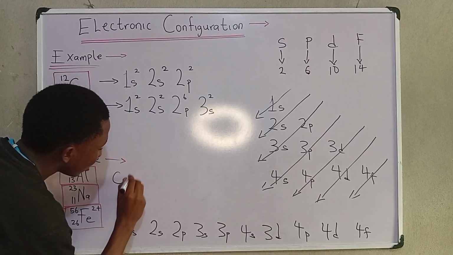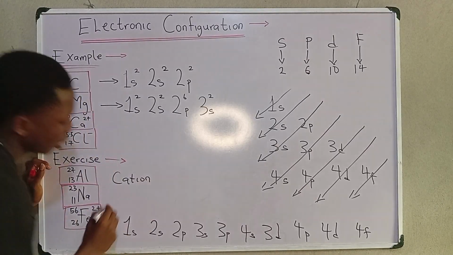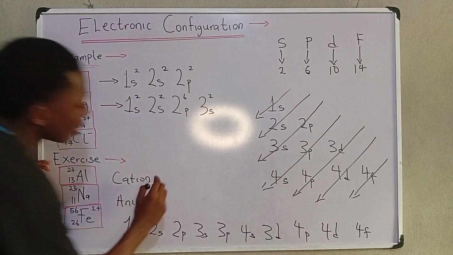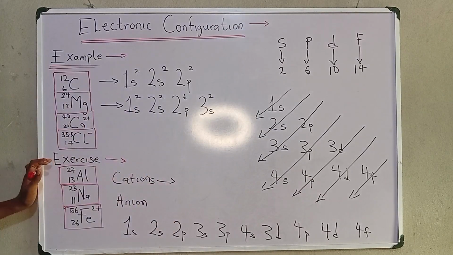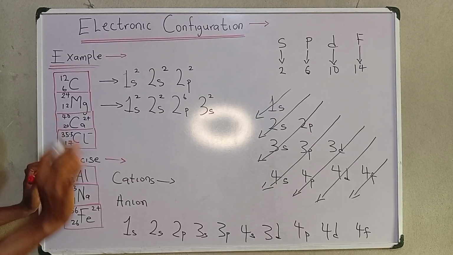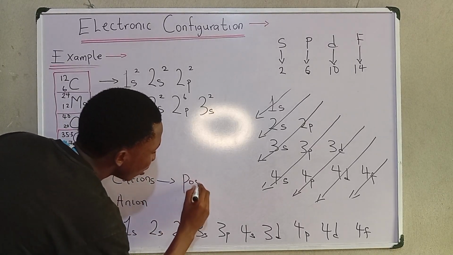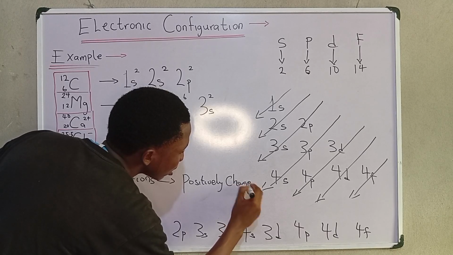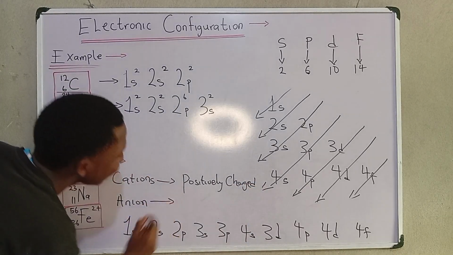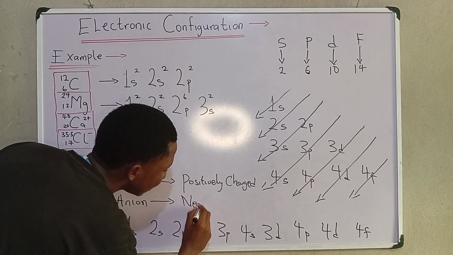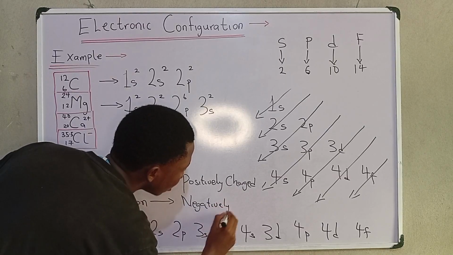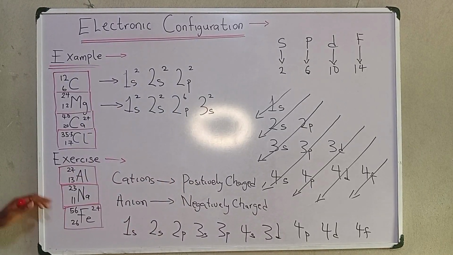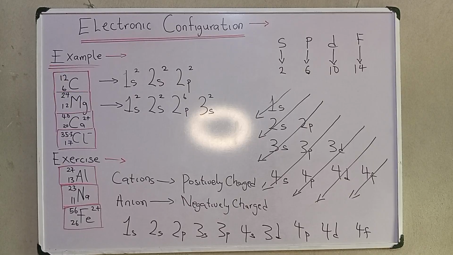Now, cation and anion. Cations are positively charged. Anions are negatively charged. Okay. Now with this information, we can always know what is what.